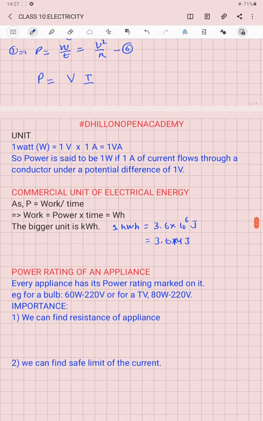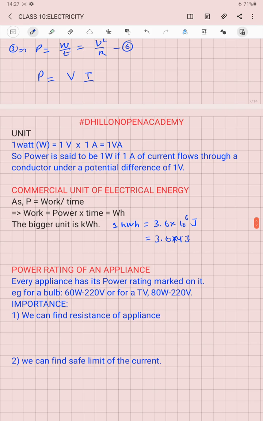Next, an important thing, power rating of an appliance. Whenever we buy any appliance, every appliance has its power rating marked on its body as well as on the packaging material. What is the power rating of an appliance? Two physical quantities are mentioned on the body of the appliance. One is the operating voltage of the appliance, at which voltage it will operate properly, and second, the power which will be consumed by the appliance when operating at that particular voltage.